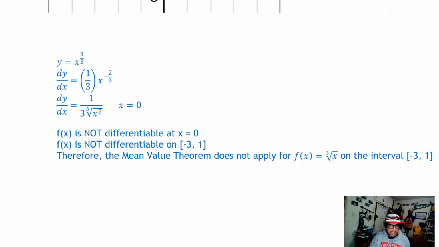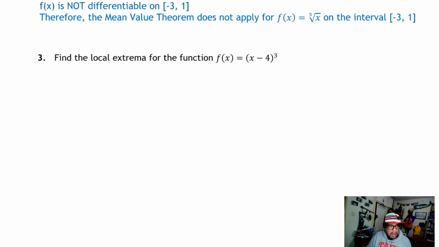Okay, let's go on to the next question. Our next question is to find all the local extrema for the function f of x equals the cube of x minus 4. This is kind of a classic calculus problem because we just need to apply either the first or second derivative test here to find our local extrema.